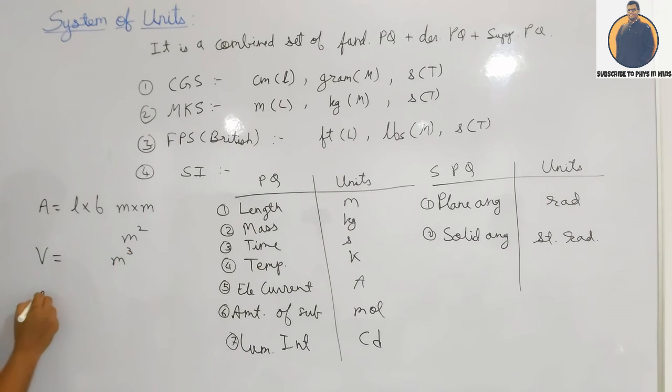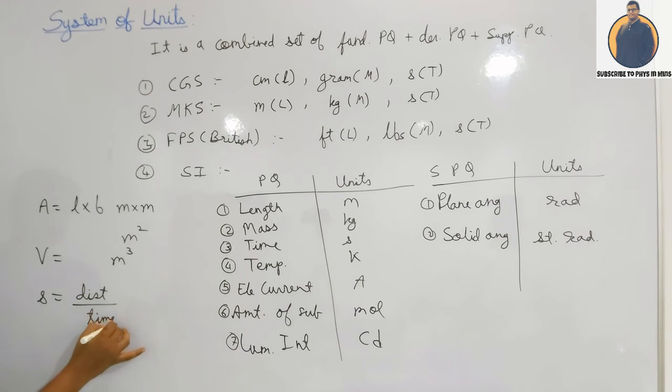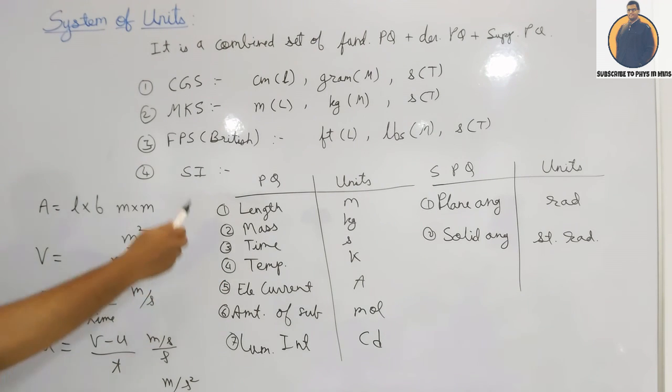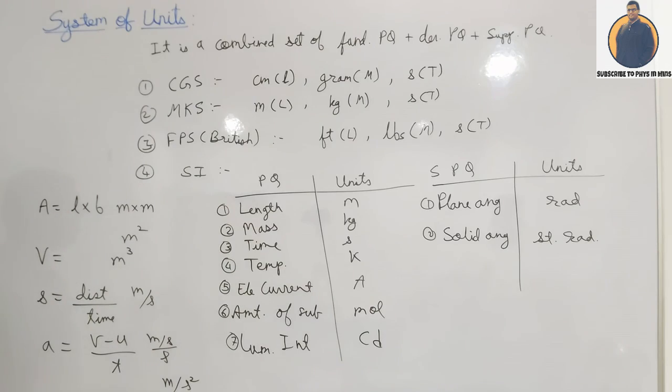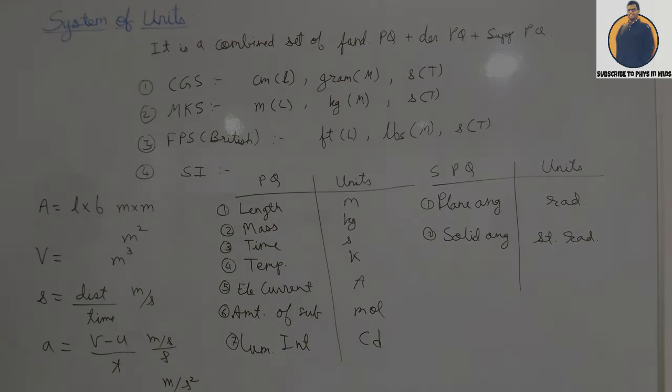Similarly, speed is equal to distance upon time, so this will be meter per second. And likewise, we have acceleration, which is change in velocity upon time, so with meter per second for change in velocity and second for time, the combined unit will be meter per second square. So these are some of the fundamental, supplementary and derived units. There are lots and lots of derived units. We'll see them one by one.